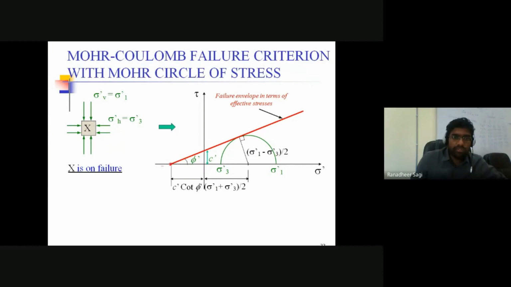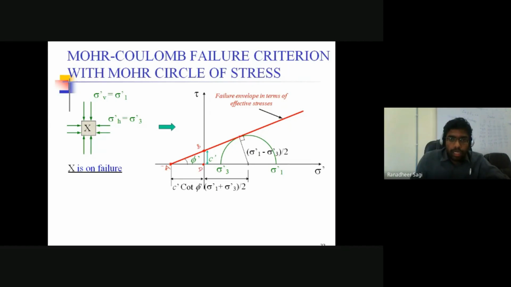Let's say this point where your failure envelope is meeting your horizontal axis, let me represent it as some point A, and this point where the failure envelope is intersecting your vertical axis, let me call it some point B, and this origin I am representing as, let's say, point D.